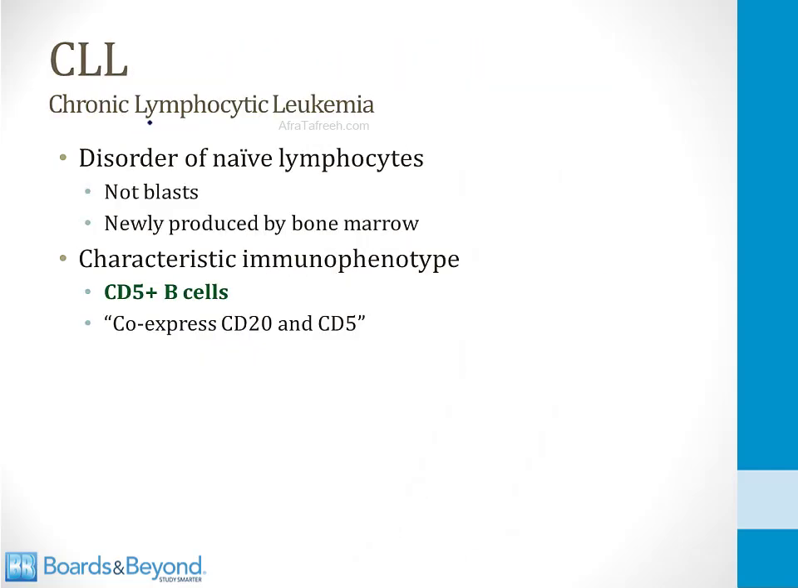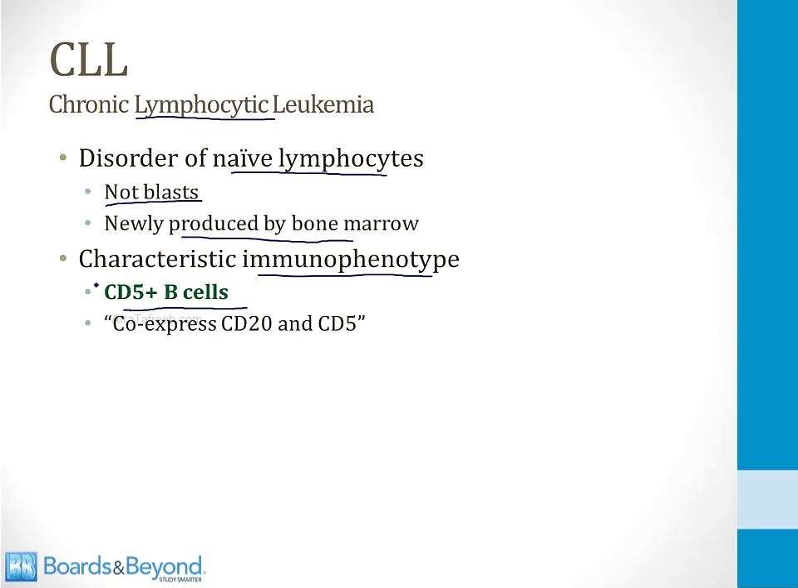Our next chronic leukemia is chronic lymphocytic leukemia. This is a malignancy of naive lymphocytes. They're not lymphoblasts. If you have a leukemia from lymphoblasts, that leads to an acute lymphoblastic leukemia. This is a disorder of naive lymphocytes that are newly produced by the bone marrow. The cells in CLL have a very characteristic immunophenotype, meaning they have very characteristic surface antigens. These cells are described as CD5 positive B cells.